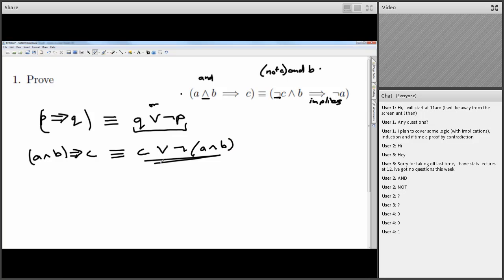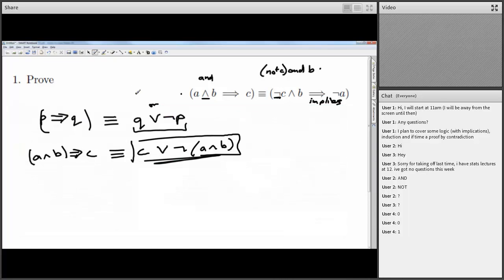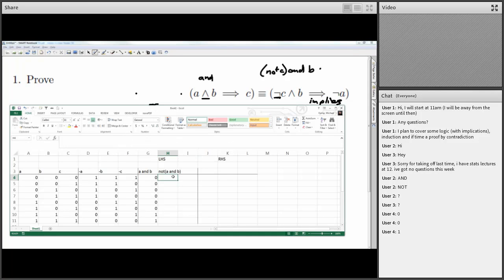So that's the sort of expression we have here. That's what we want to find. That's really the left-hand side we want to consider. So it's going to be C or not of A and B. To that end, I would like to do not A and B, because that particular expression crops up just here as part of it. And the way to do not, again, is to flip the 0s and 1s around.